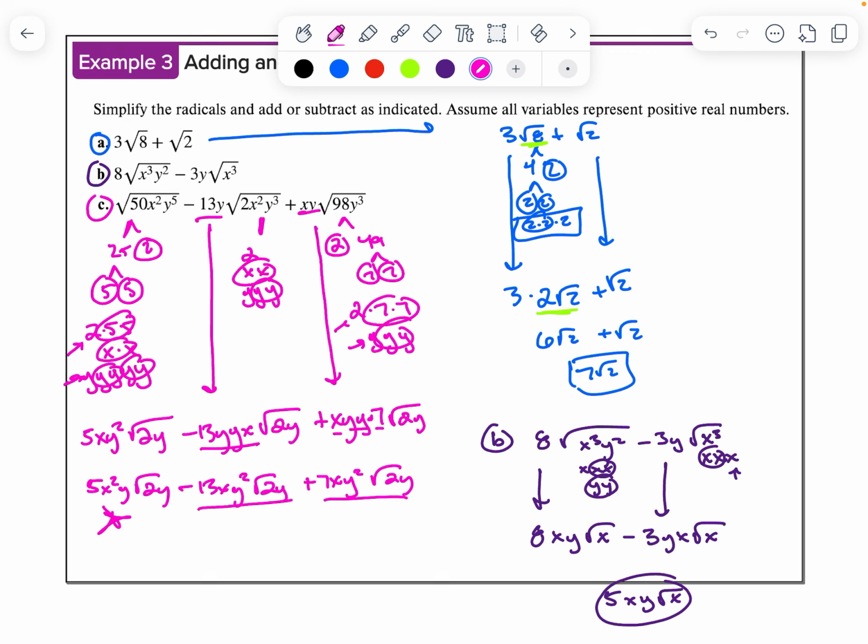Oh, I just wrote that incorrectly. It's supposed to be xy squared. That's my bad. So look here. This was xy squared. When I translated it down, I just wrote it incorrectly. Xy squared. They all have an xy squared. 5 of those, plus 7 of those, minus 13 of those, gives you a total of negative 1 xy squared, square root 2y. They all have the same type of thing, so we can combine them into one term.